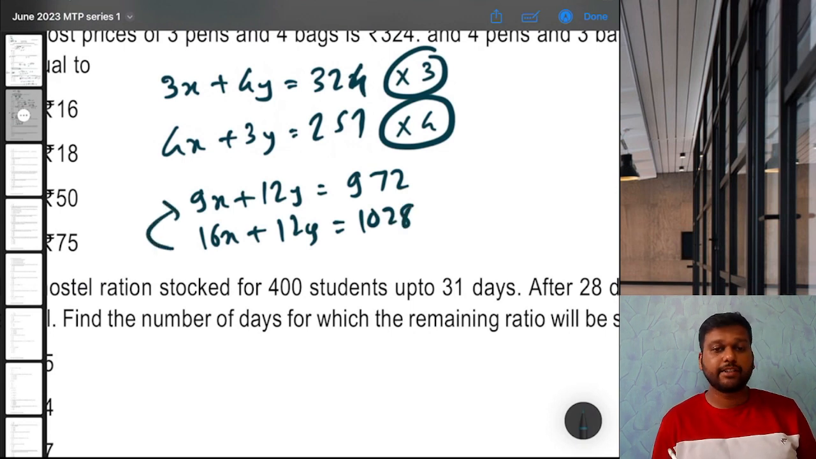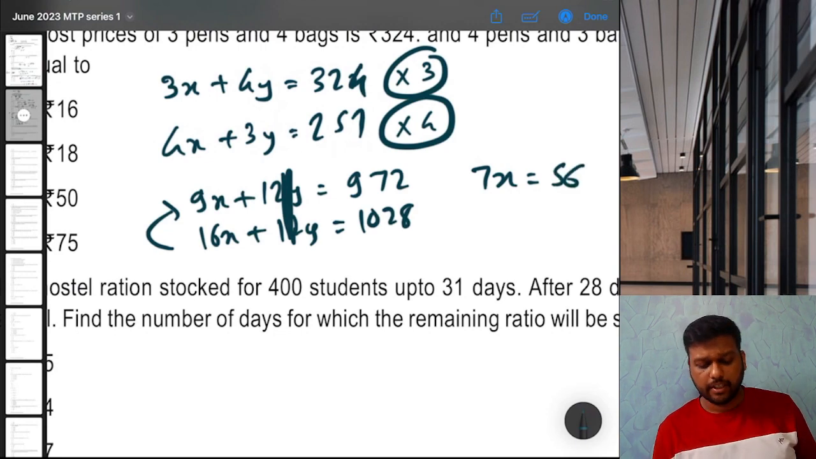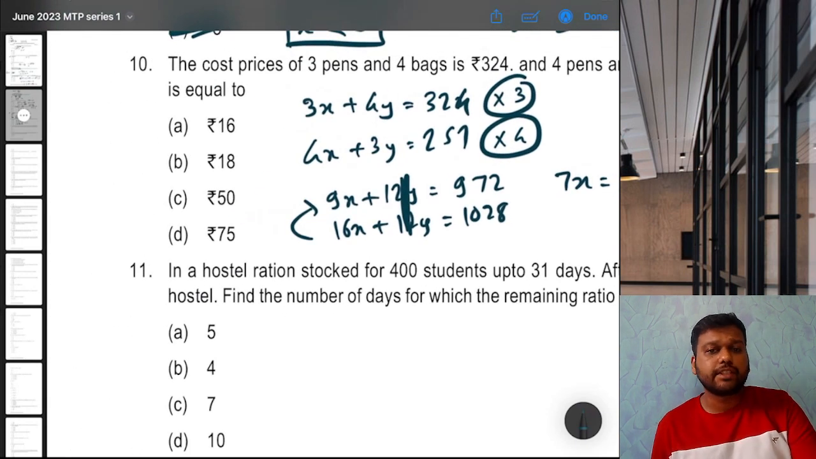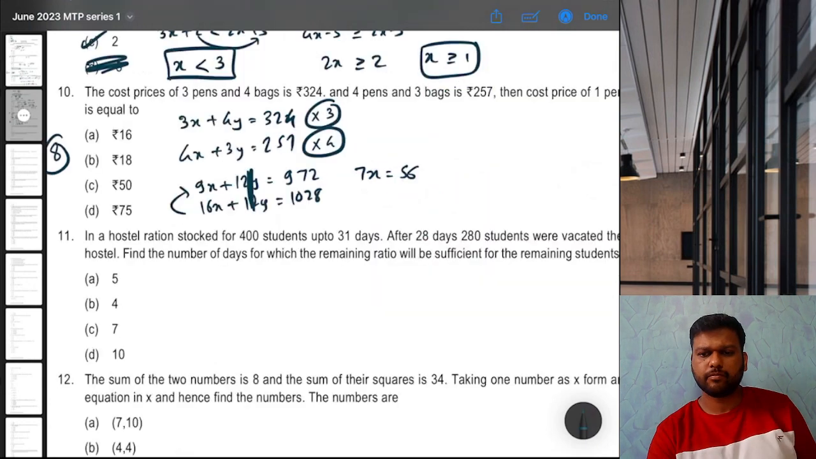Okay, let's subtract second minus first. So 16 minus 9 is what? 7x is equal to, this will be cancelled, 1028 minus 972, that is 56. If 7x is 56, that means x is equal to what? 56 divided by 7. So 8 should be the answer. It is not in the options, but the options are wrong. 8 is the correct answer, right?